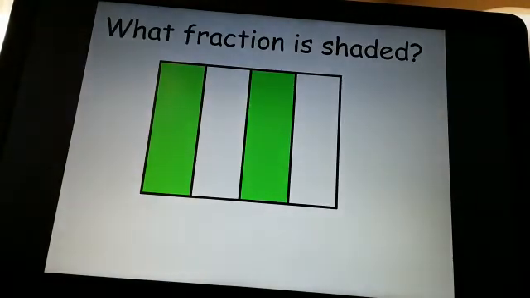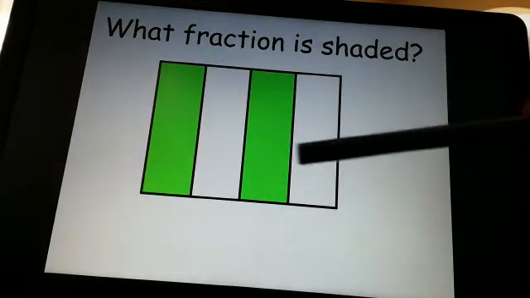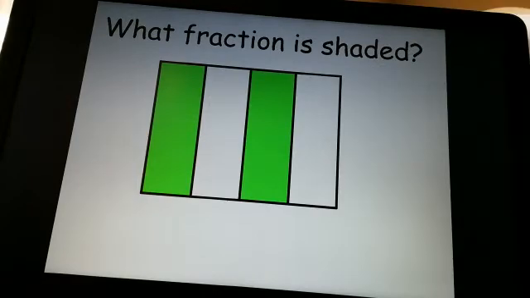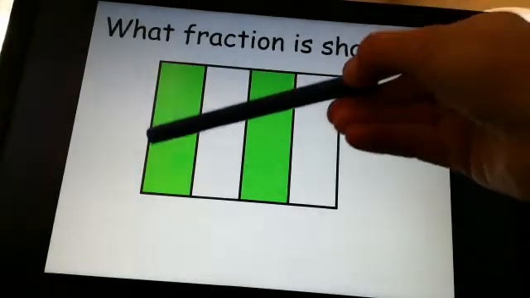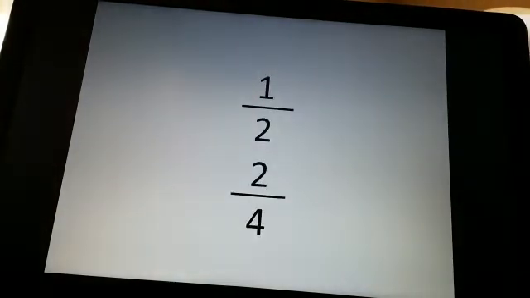Because if we look, it's been divided into 4 equal parts and 2 have been coloured. But if we also look, there's 4 parts, 2 have been coloured and 2 is half of 4. So you could have had a half or 2/4.